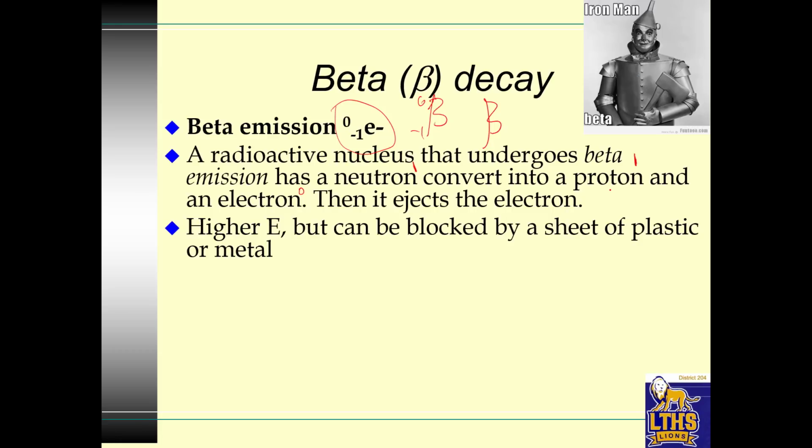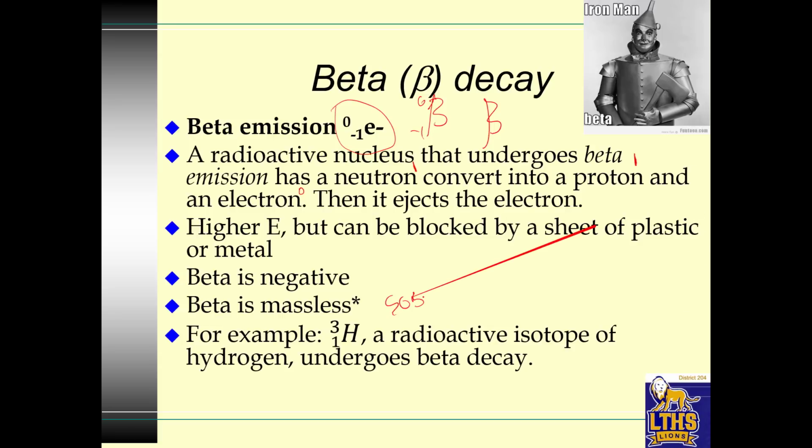Higher energy, but it can be blocked by a sheet of plastic or metal. That means it's harder to block. Beta is negative. It's a negative charge, so it's attracted to positive things. Here comes beta. Beta is massless. It's so small, it's negligible.